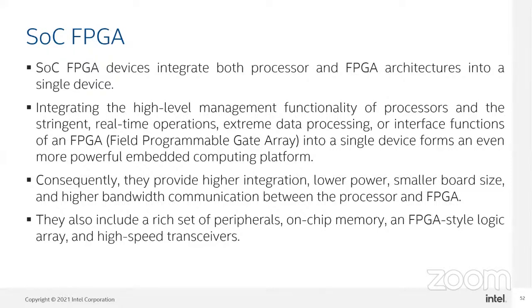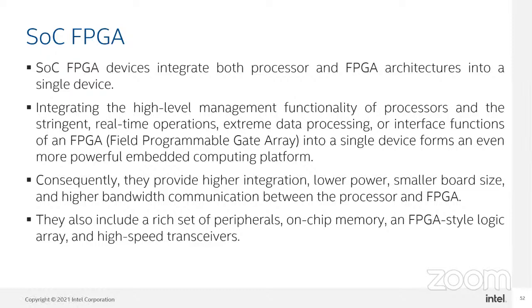I have also mentioned that it is available in two variants. One is called the economy variant and the other is called the fast variant. The economy variant is area optimized, whereas the fast variant is performance optimized. So why do we need both processor and FPGA on a single chip? The advantage is integrating the high-level management functionality of processors. We need to perform real-time operations, extreme data processing, or interface functions in a single device, which gives you a very powerful embedded computing platform.